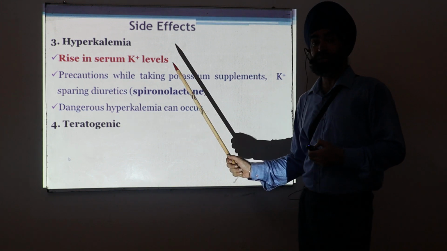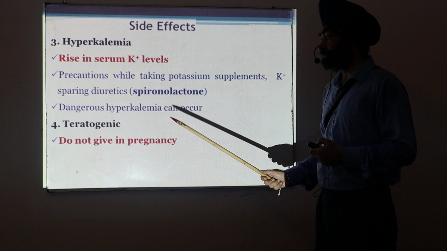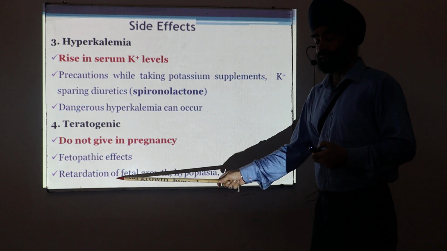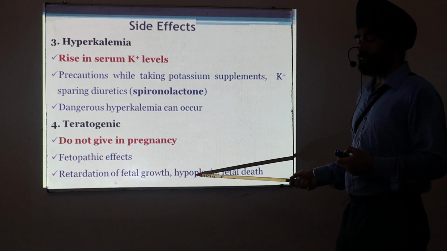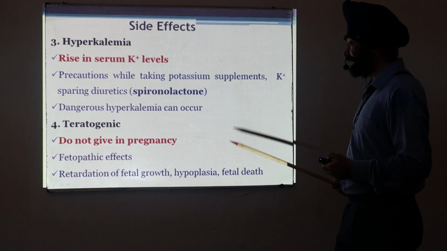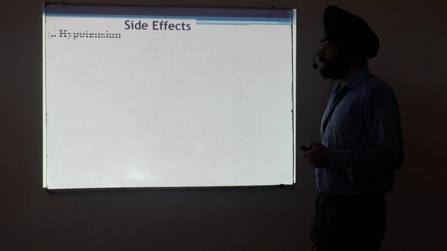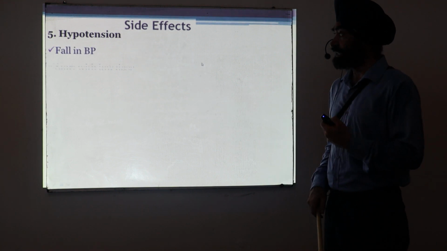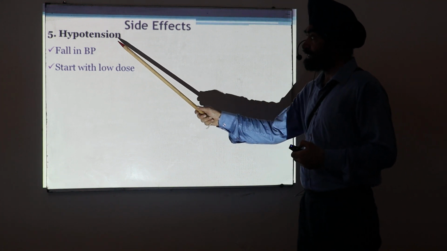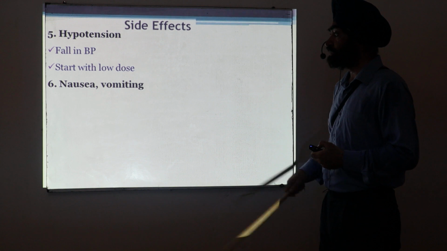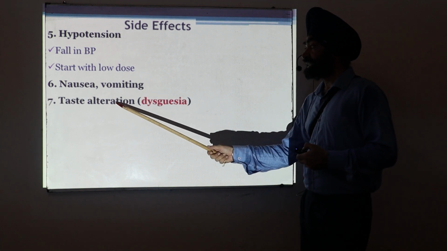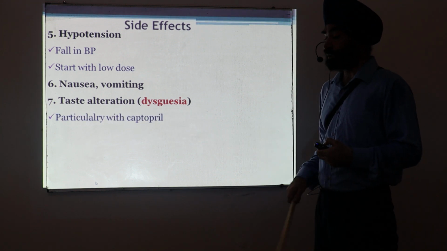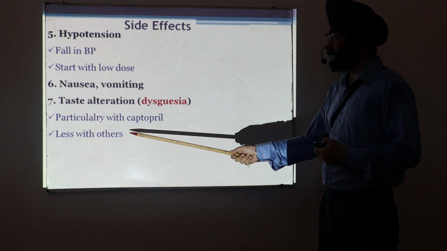Then another is teratogenicity. Don't give these drugs during pregnancy. They have deleterious effects on the fetus. They will retard fetal growth. The organs and bones will not be formed, hypoplasia can occur, and death of the fetus can take place. Another side effect is hypotension, particularly with the first dose, a sharp fall in BP. In order to prevent this, start with a low dose. Nausea and vomiting are there sometimes. Sometimes there is a taste alteration, dysgeusia. This is more common with a drug called captopril because it contains a sulfhydryl group, and lesser with others.